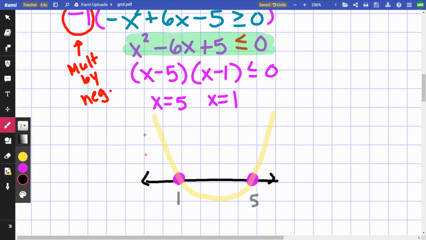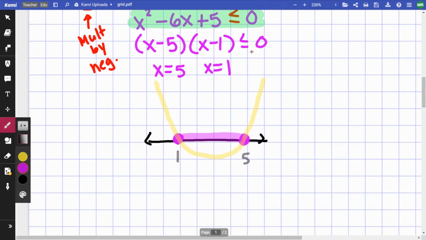So here in front of 1, these are going to be greater. Outside of 5, these are going to be greater. The ones in between 1 and 5 are going to be less than. And I want less than or equal to. So I'm going to be shading in between. This is going to be my graph. 1, 5, closed dots, shade in between.